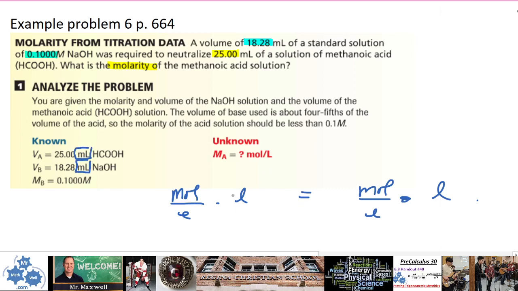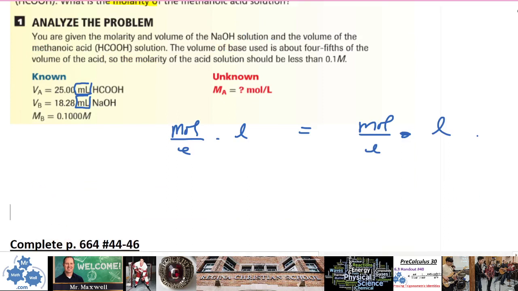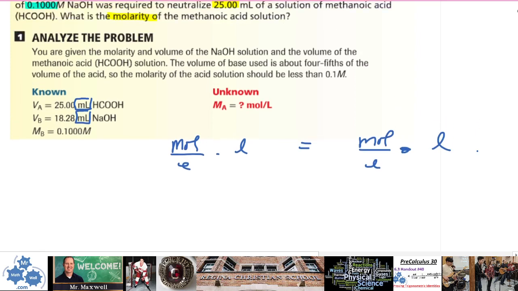But just to be consistent, so I'm not making anything silly here, I'm going to show you, we're going to convert to moles. So the concentration, let's say we have NaOH over here, and we have methanoic acid over here.